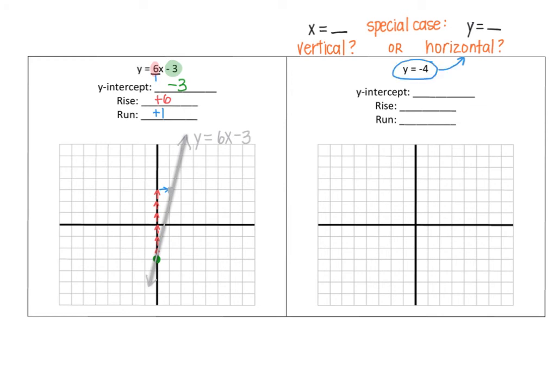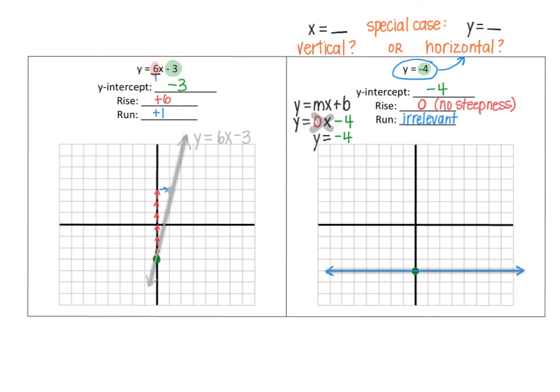It'll have a y-intercept of negative 4. Its rise is 0 because it has no steepness, being a horizontal line. And the run is really irrelevant at this point because we will have 0 in front of our x, which will make that part of the equation cancel out. That means our line will cross the y-axis at negative 4, that's our y-intercept, and it will be a horizontal line that goes all the way across our graph as a result.